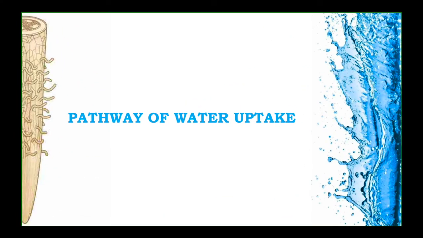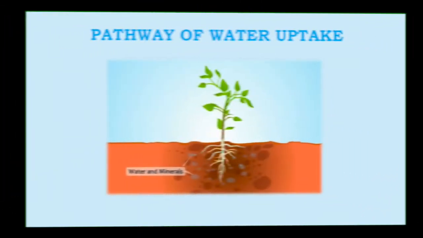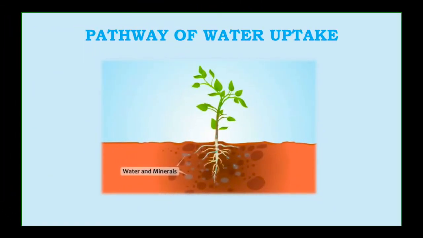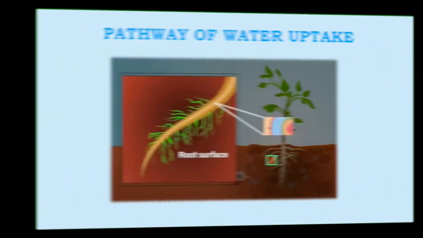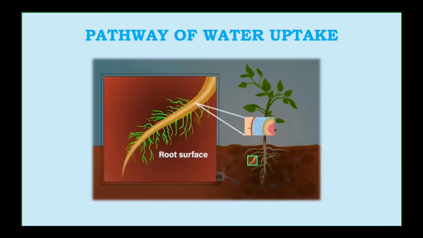The pathway of water uptake. Now, let us understand how water moves in the root. In the soil, water is transported predominantly by bulk flow, which is also known as diffusion. However, when water comes in contact with the root surface, the nature of the water transport becomes more complex.